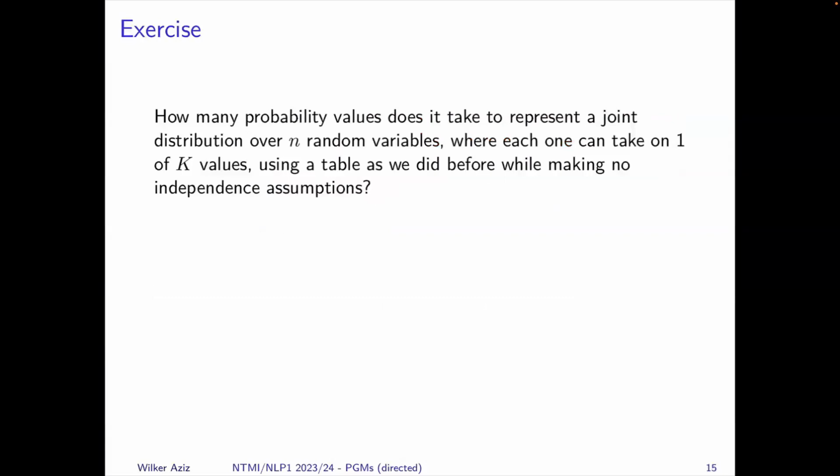So here's an exercise. How many probability values does it take to represent a joint distribution over n random variables, where each one can take one of k values? So no longer binary, but k-valued random variables. Again, use a table as we did before, and again, make no independence assumption as we did before. So here you pause the slide and work on the exercise, and I will review the solution shortly.